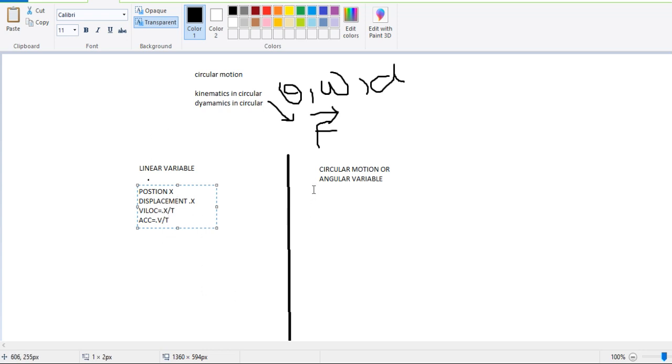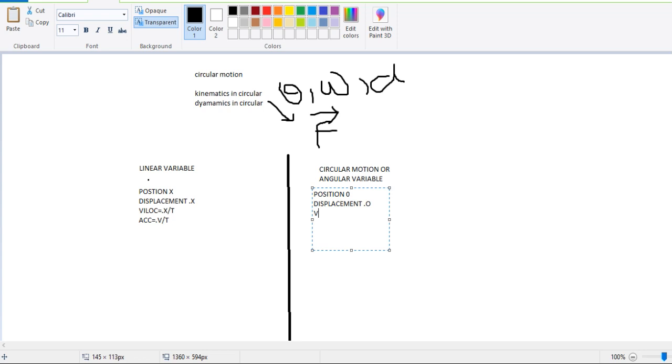Now I'm going to discuss the position in angular motion. The position is theta, something like that. I don't know how to write it here, so we consider 0 as theta. Displacement is the change in theta. So I'm going to write it here. What does it mean? Change in theta, and then velocity.